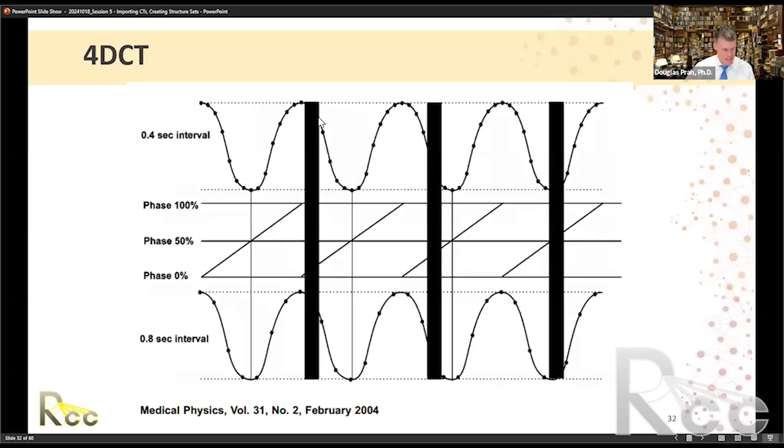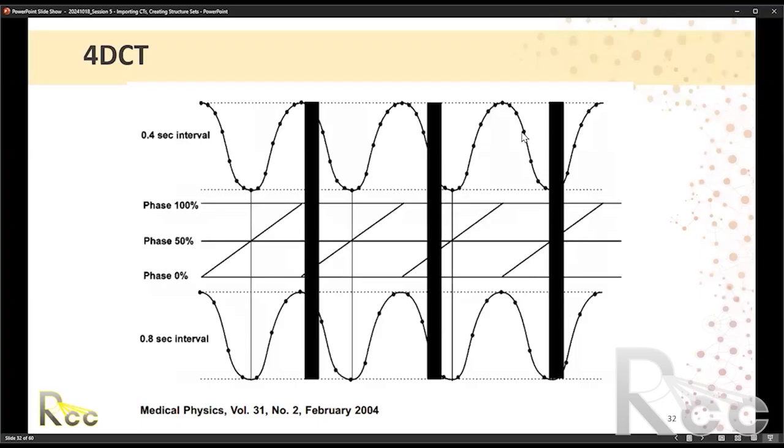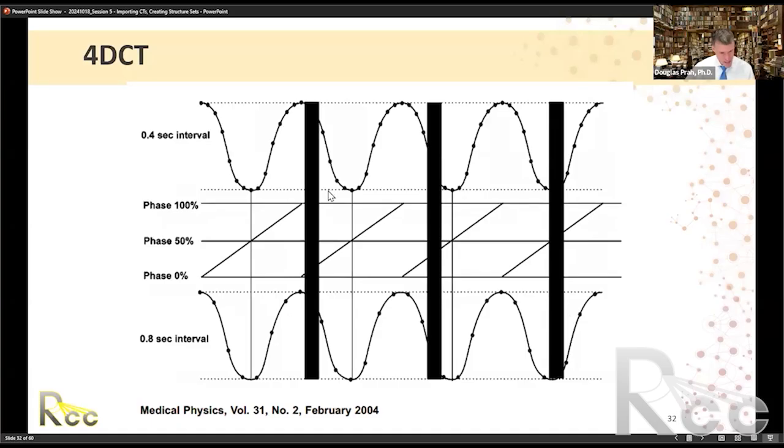And by using this signal, we take each of these points, and all these same points become one respiratory phase. And then all the points down here at the bottom become another image. So a 4D scan is actually 10 different scans of the same patient, and each scan represents a different point in the respiratory cycle.